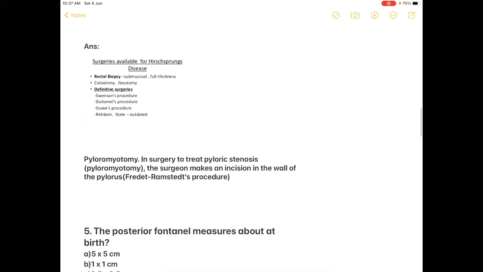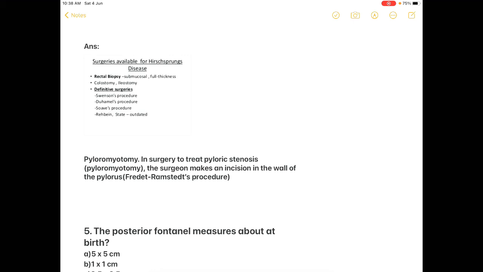As you can see here, the surgery performed for Hirschsprung disease is the Swenson procedure. We'll just mention the name of the procedure. In detail, you can always refer to books or internet sources. Duhamel procedure, Soave procedure, and Rehbein, and that is an outdated procedure. So the main three surgical interventions for Hirschsprung disease are Swenson's procedure, Duhamel procedure, and Soave procedure.